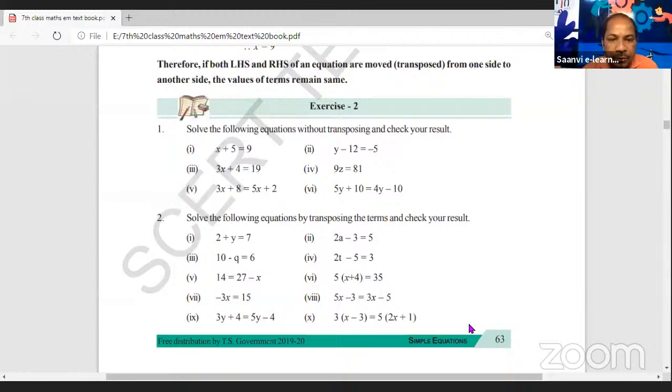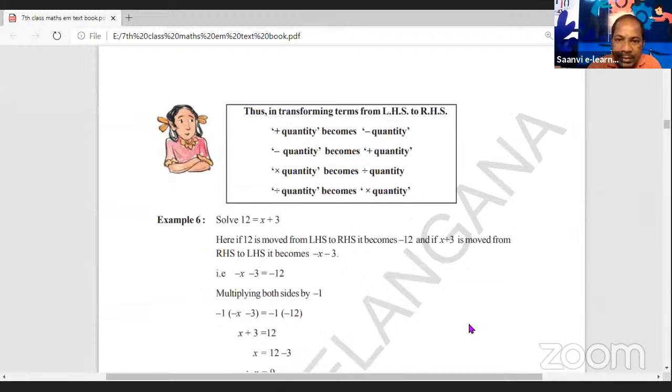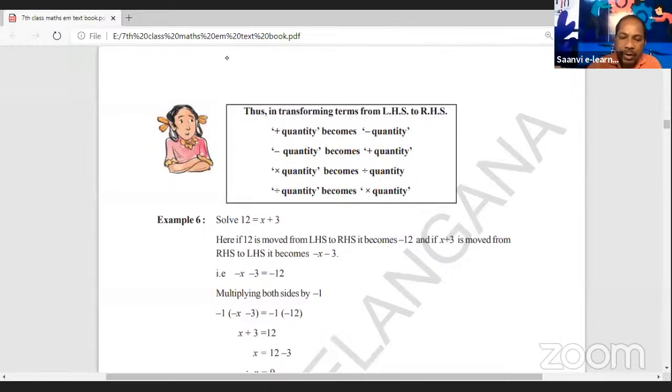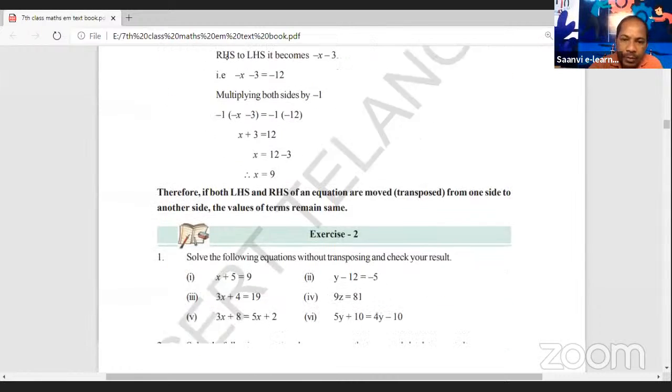See here, what is asked? Solve the following equations by transposing the terms and check your result. Yesterday we discussed when we transpose the terms from LHS to RHS, plus quantity becomes minus quantity, minus quantity becomes plus quantity, multiplication becomes division, and division becomes multiplication. This table is very, very important, children. If you are perfect with this table, then you can solve the equations by transposing method very easily. In yesterday's class we discussed it with examples, how plus quantity becomes minus quantity. So all of you now listen carefully.